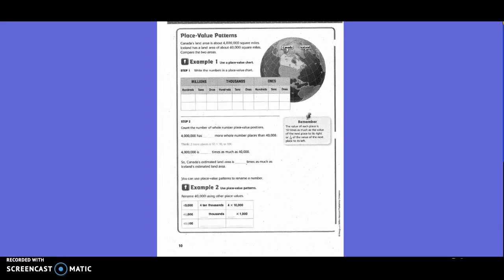Okay. Place value patterns. Canada's land area is about 4 million square miles. Iceland has a land area of about 40,000 square miles. Compare the two areas. So example 1, use a place value chart. Write the numbers in the place value chart. So for the first one, we have to go into the millions, right? So do I have to use the 100 millions, the 10 millions, or the 1 million? Where am I going to start? The 1 millions, right?